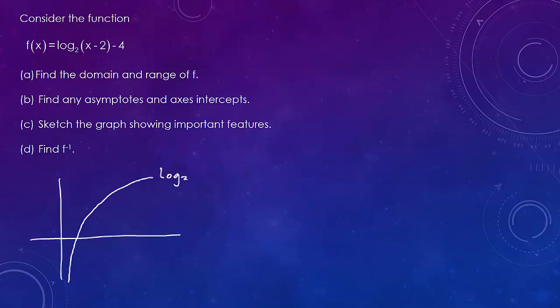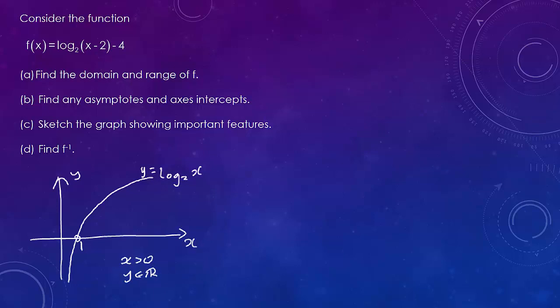log to the base 2 of x, of course that's y equals. And we know for that the negative y-axis is an asymptote, and it will come up through 1 here. And so the domain for that one would be x is greater than 0, and the range will be just y is any real value.